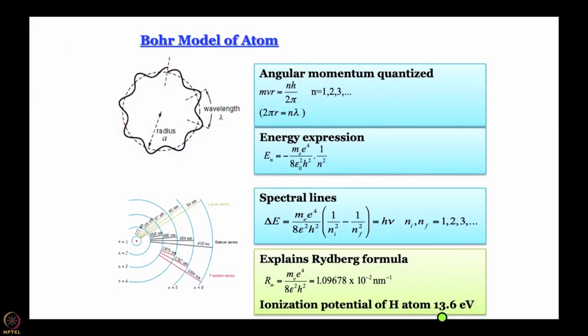Also, one can work out the ionization potential for hydrogen atom, and the experimental value of 13.6 electron volt is reproduced very nicely using Bohr theory. So, the success of Bohr theory is that it can give you very precise values of physical quantities associated with hydrogen atom. The problem with Bohr theory is that it does not work beyond the hydrogen atom.